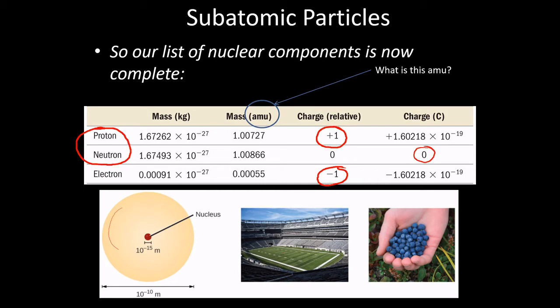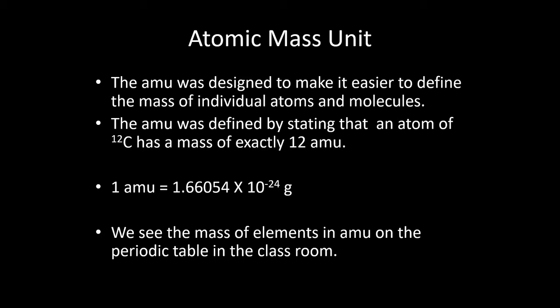All right, so anyway, moving on here. You might have noticed this new unit here that is used to describe the mass of protons and neutrons, the AMU. What an AMU is, it's an atomic mass unit. This is designed to make it easier for us to define the mass of individual atoms and molecules. And the definition for an AMU is it is 1/12 the mass of carbon-12. So another way of saying that is carbon-12 has a mass of exactly 12 AMU.